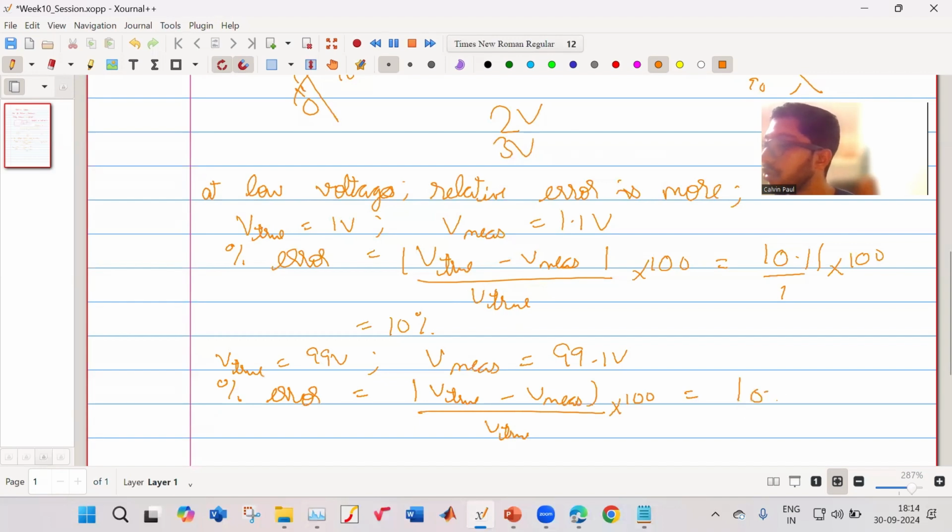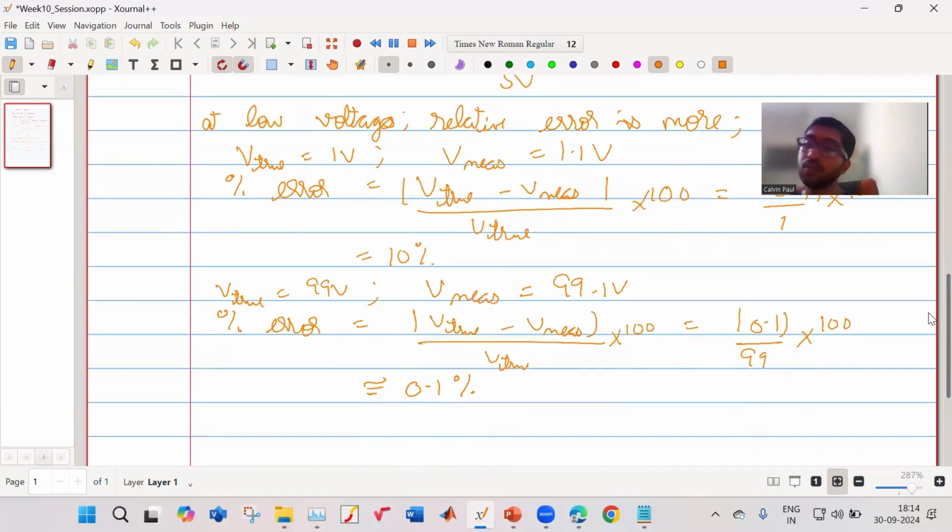So that is again 0.1 upon 99 into 100. So it is roughly 0.1%. That is why they say that when we are using a measuring instrument, we must use it at its range, at its topmost range. There, the relative error is less.